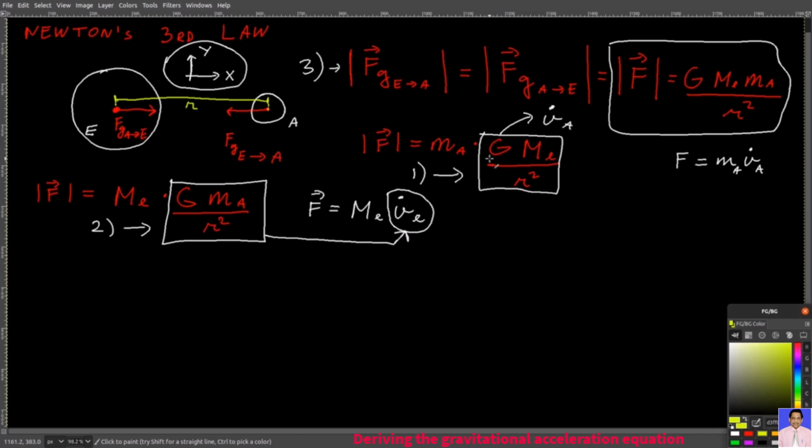As you can see, in both cases the accelerations depend on G and the mass of the other object. The acceleration of object A depends on the mass of the Earth, and the acceleration of the Earth depends on the mass of object A.